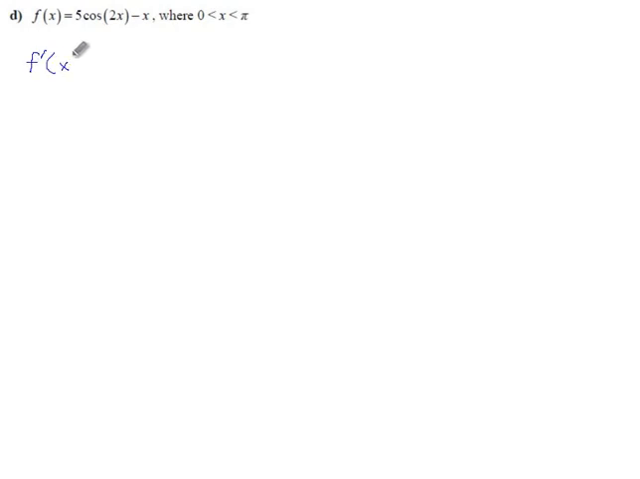We need a first derivative before we can get a second derivative. And our first derivative is 5 times, what's the derivative of cosine? If you haven't done trig yet, I will remind you, this might be on your formula sheet. The derivative of cosine of anything is negative sine of anything times the derivative of the anything. So in this case, our derivative for cosine 2x is going to be negative sine 2x times the derivative of 2x. That's the chain rule happening. And then we get minus the derivative of x, which is just 1.